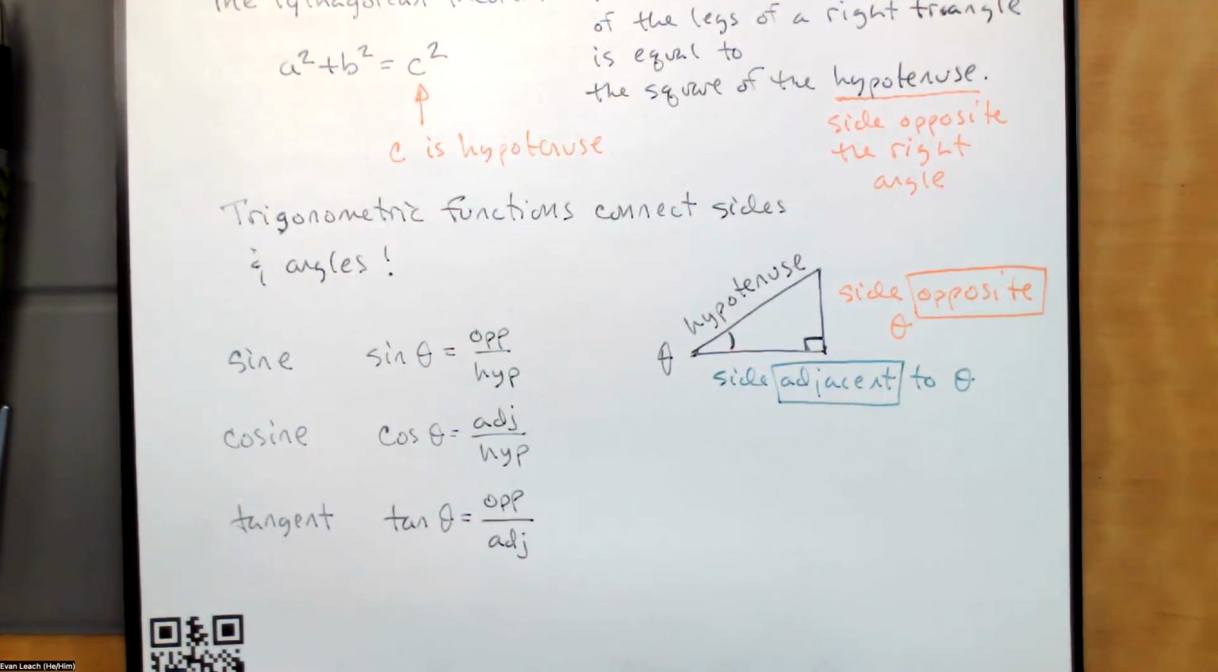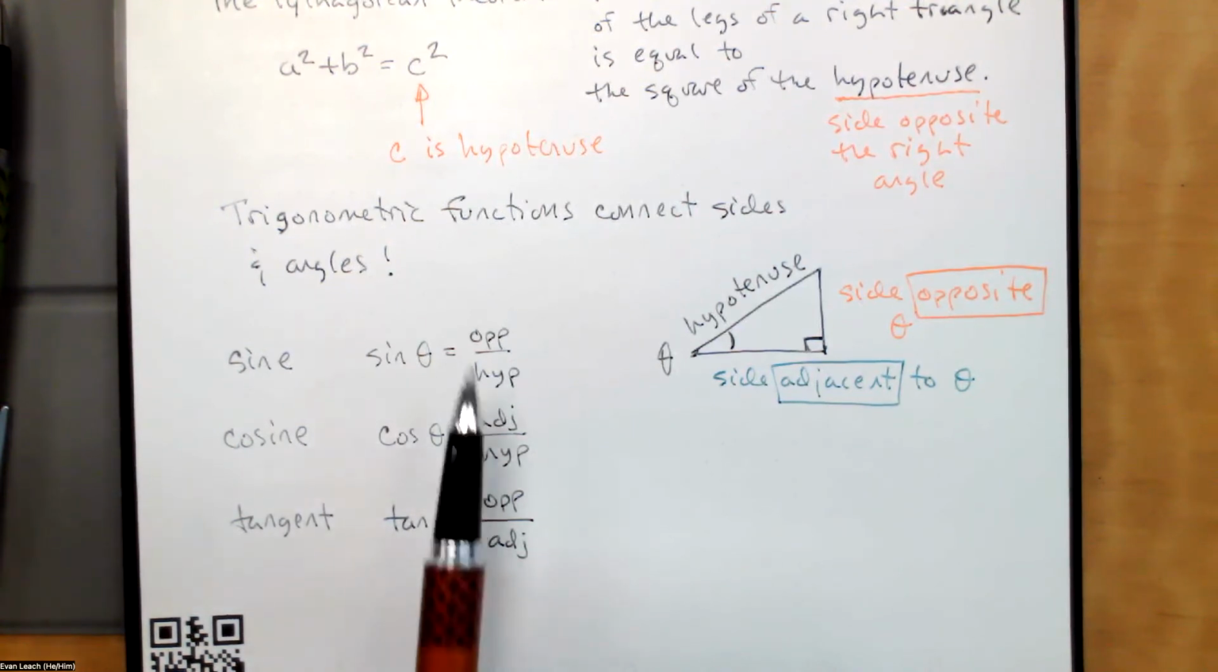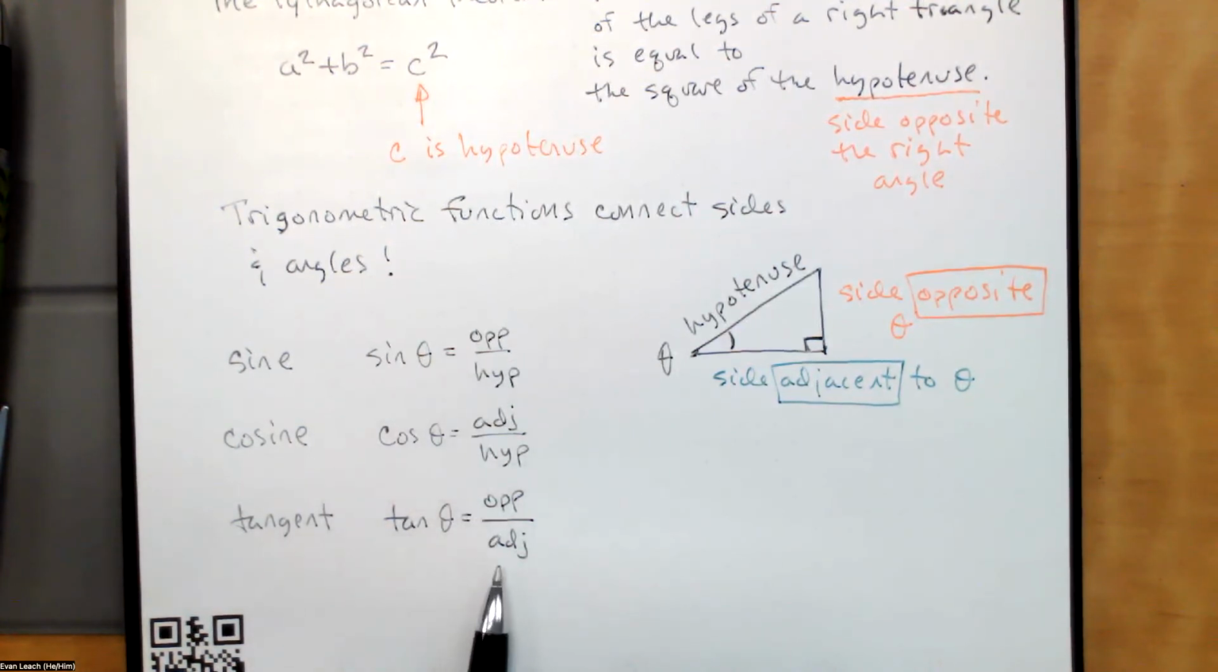Is everybody okay? Sine is opposite over hypotenuse, cosine is adjacent over hypotenuse, tangent is opposite over adjacent. There are lots of mnemonic devices for remembering these. Some people just remember sine, cosine, tangent: O-H, A-H, O-A. So they go, oh heck, another hour of algebra.